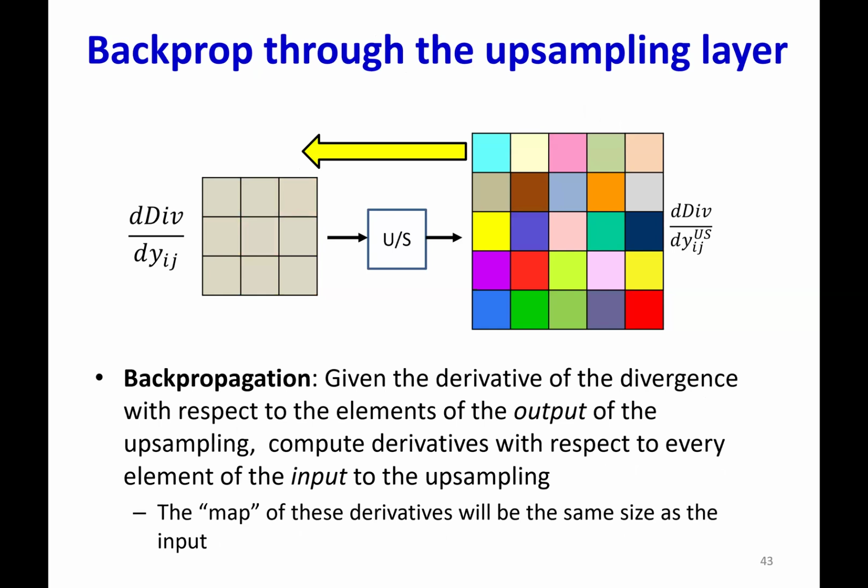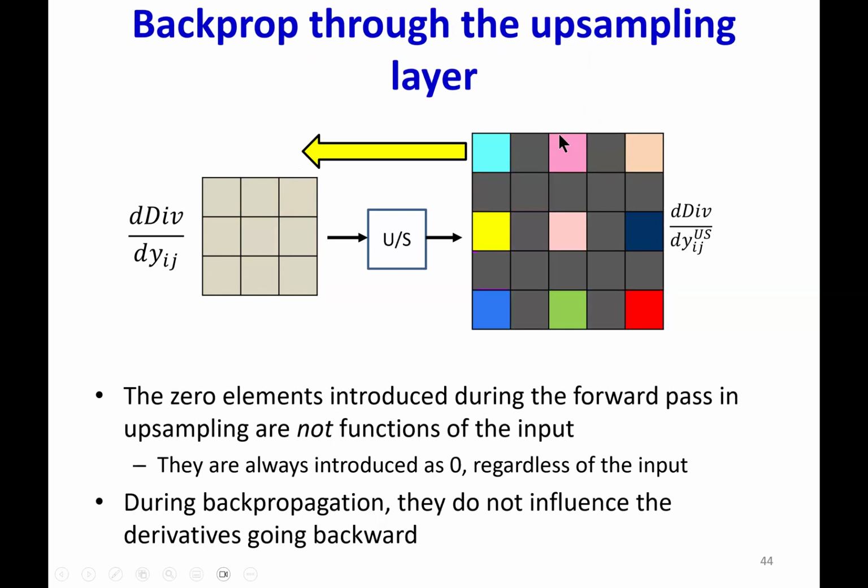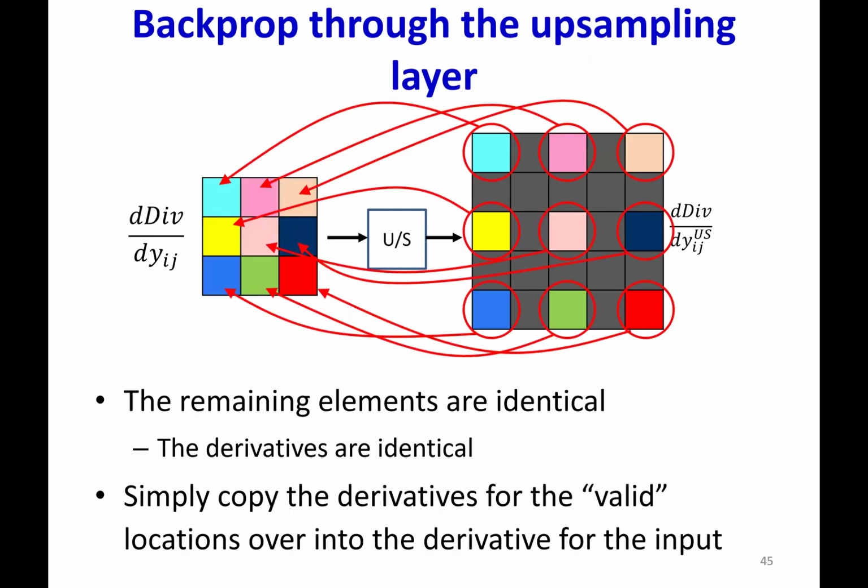So when I back propagate initially, I'll have derivatives all over here. But only these guys were actually obtained from the input. So those derivatives are going to be copied over. What does this look like? What does this operation look like? Downsampling, right? So the back propagation of upsampling is downsampling. Back propagation of downsampling is upsampling.